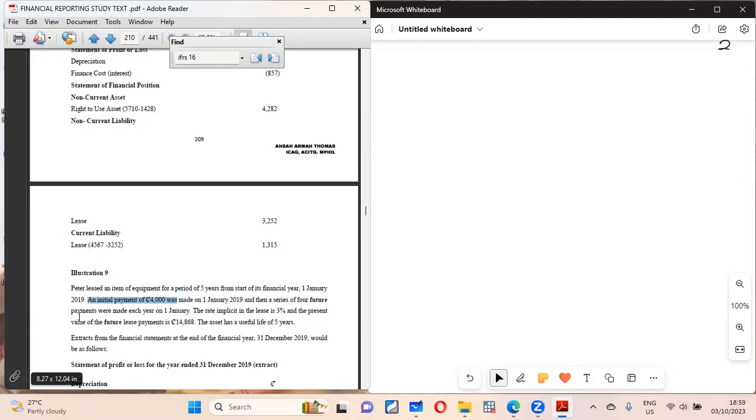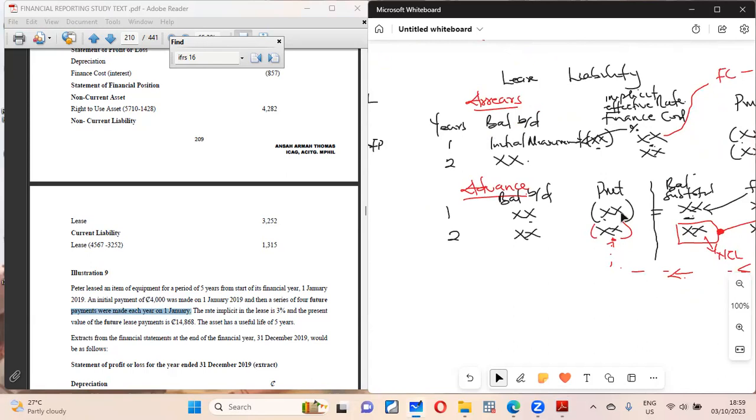That is why when I was doing the formula for you, I said PV those ones that are yet to come. So if we continue, we said that the initial payment of 4,000 was made on January 2019. What does that tell you? Is it at the beginning or at the end? So is it arrears or advance? Advance. That is the initial payment. And we are told that a series of four future payments were made each year on 1st January. So it confirms the advance. So the table that we will be using will be the advance one, not the arrears one.